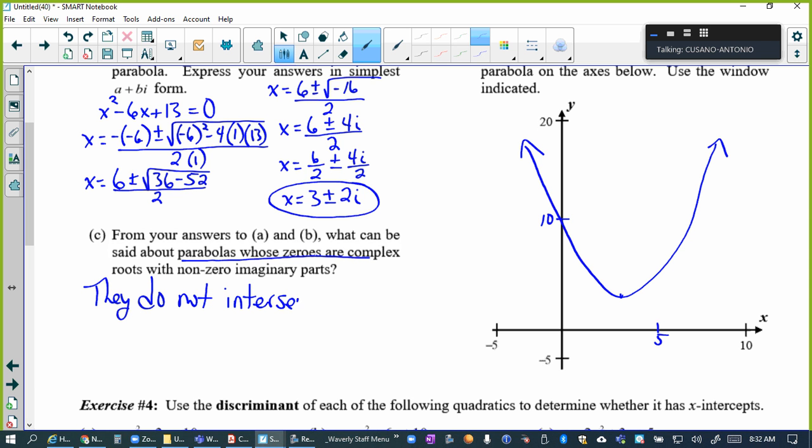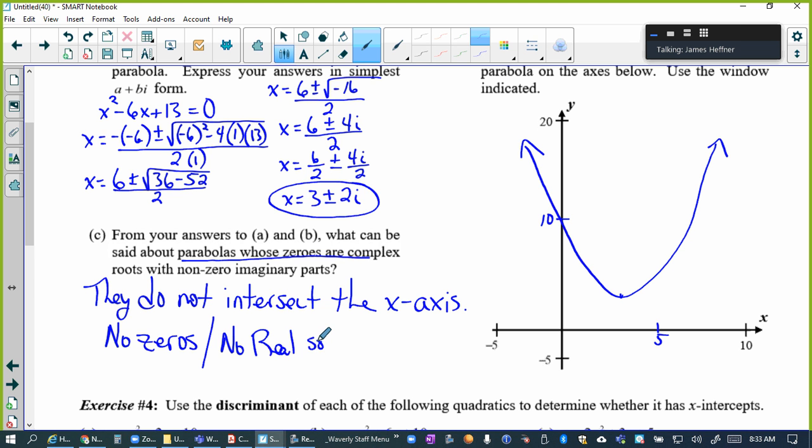They do not intersect the x-axis, right? So that means it has no zeros, which also means it has no real solutions, right? No real number solutions. And up until you learn about imaginary numbers, you really had no way to handle that except to say it had no solutions. Well, it does. It's got 2 of them, okay? 3 plus 2i and 3 minus 2i.